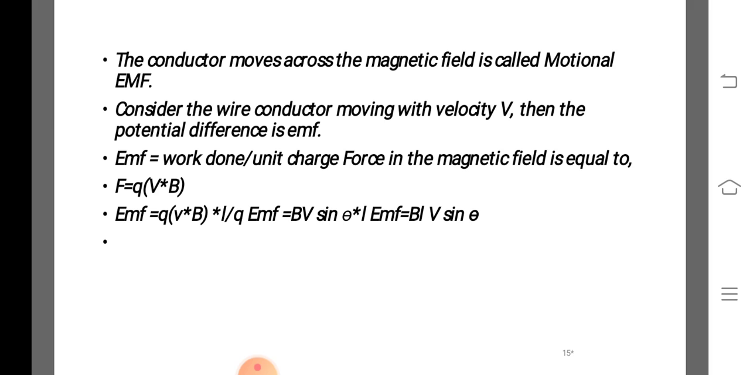Consider the wire conductor moving with velocity V. Then the potential difference is EMF. EMF is work done per unit charge. Force in the magnetic field is equal to F equal to Q into V cross B. EMF equal to Q into V cross B cross l by Q. So at last we can get B l V sin theta.